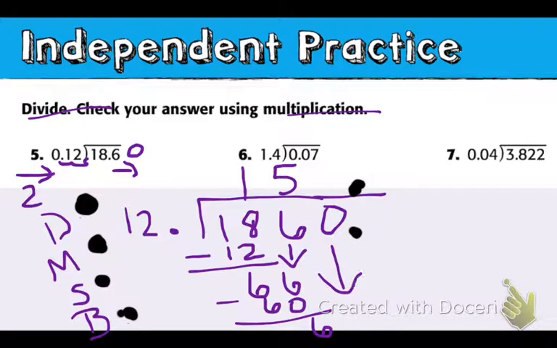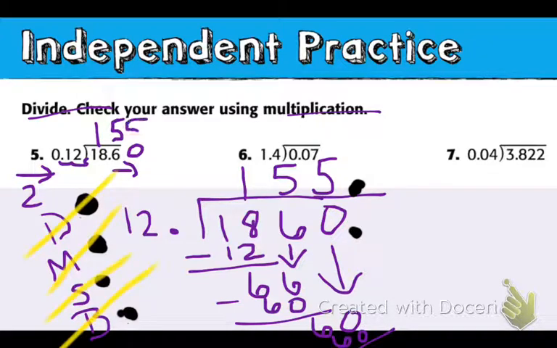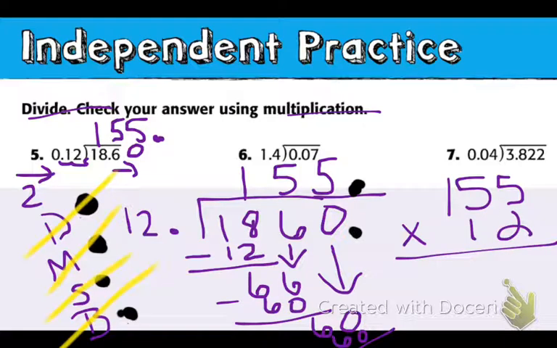How many times will 12 divide into 60? Well, we just found out that's 5, right? What is 12 times 5? 60. I can go ahead and subtract 60. There's nothing left to bring down, so I think I have the answer. I think the answer is 155 as a whole number. Let's see if it's correct. If I take 155 and I multiply that by 12, hopefully I will get the dividend.